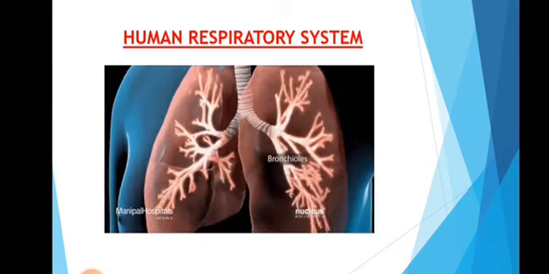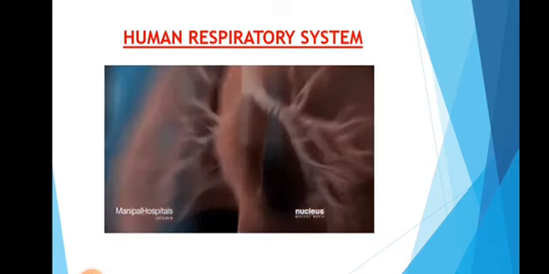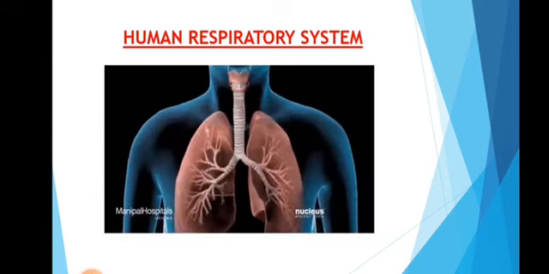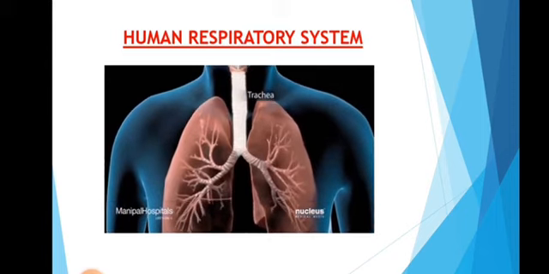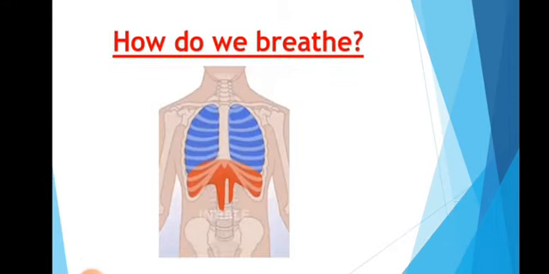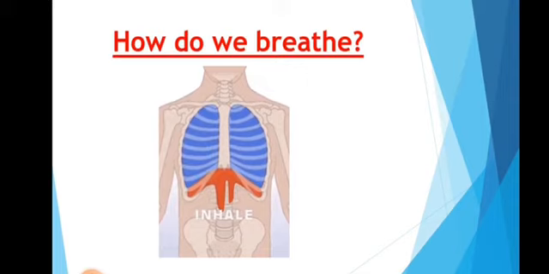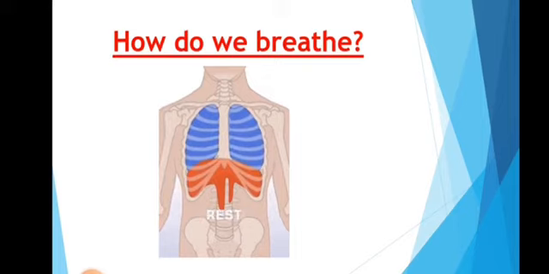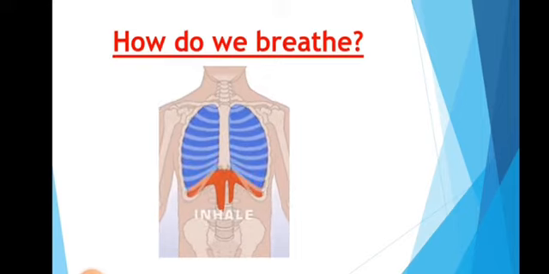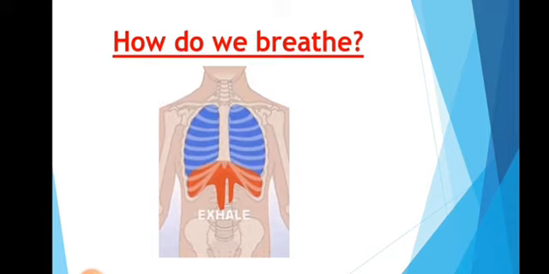So you can see here how the air travels through our respiratory system. From the nostril, it will go to the trachea, then to the bronchi, then it breaks up into bronchioles, and then we have structures called alveoli. These alveoli look like a bunch of grapes, and it is in these alveoli that the exchange of the gases occurs.